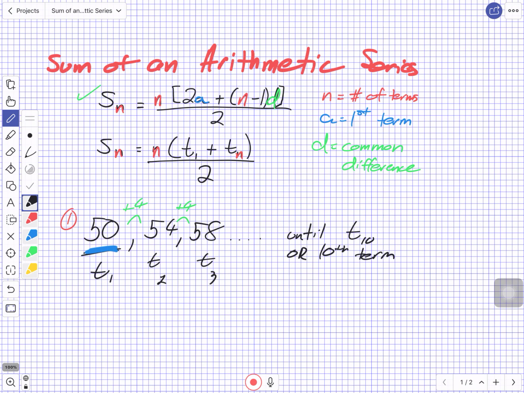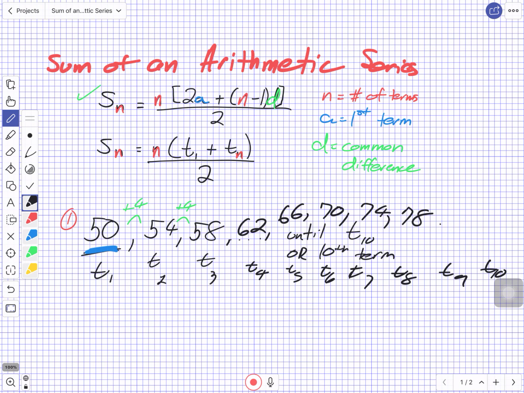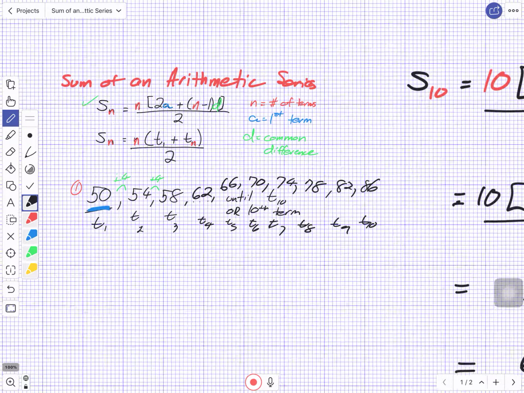So at our third term, let's continue. Next one would be 62, 66, 70, 74, 78. Am I even close right now? T4, T5, T6, T7, T8, T9, T10. We need 2 more, 82 and 86. Okay, zoom back out.